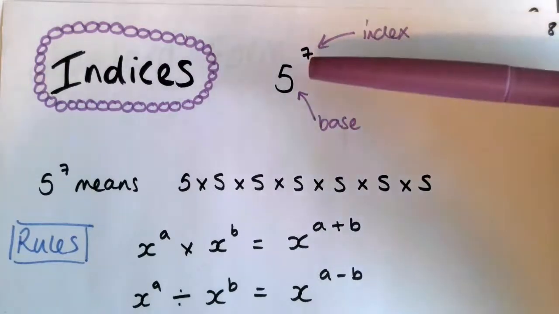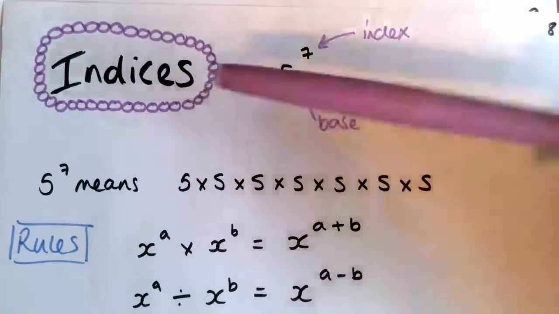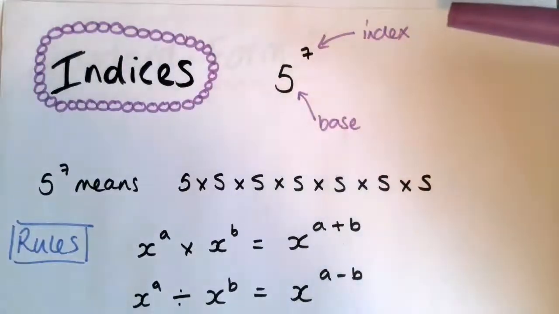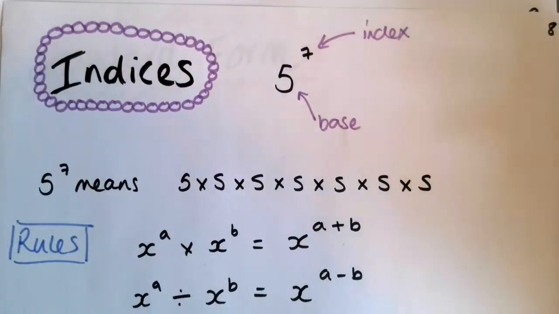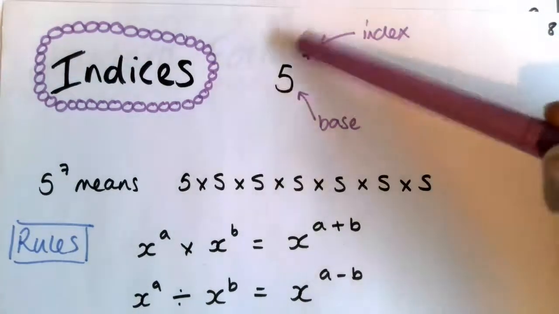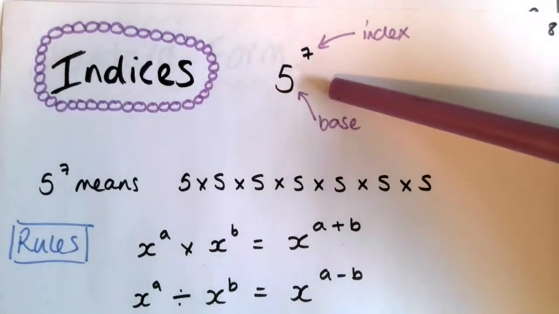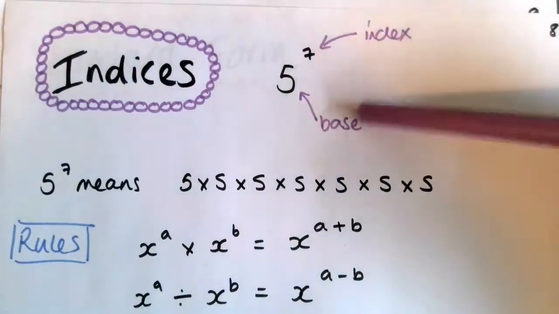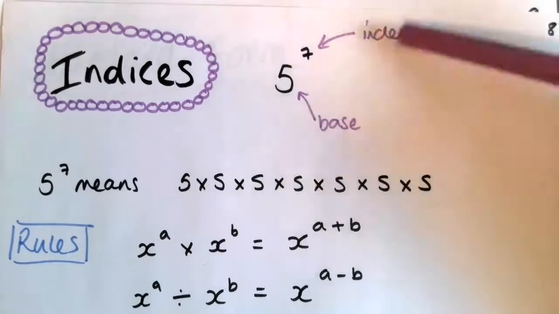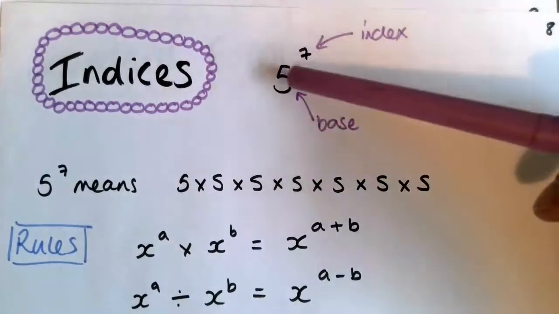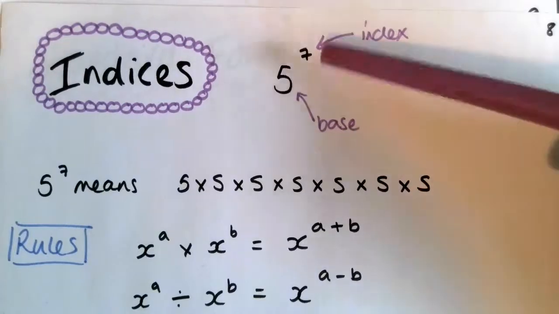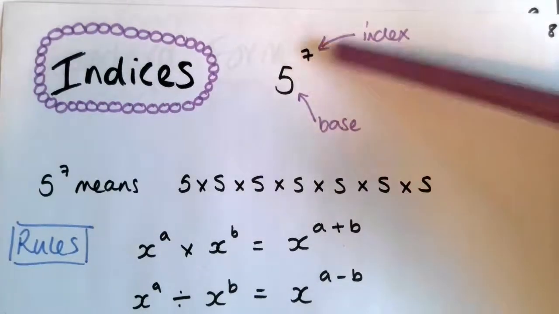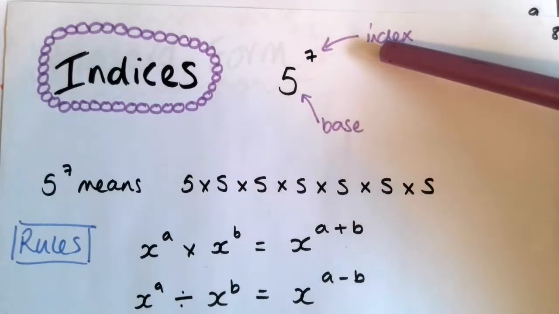An index is just a fancy word for a power on a number, and you're maybe more familiar with that more commonly used word. So if I was reading this out loud, I would read it as 5 to the power of 7. And whenever we're dealing with indices or powers, these are the words that we need to be aware of. The big number is called the base, and then the 7 here is either the power or the index.